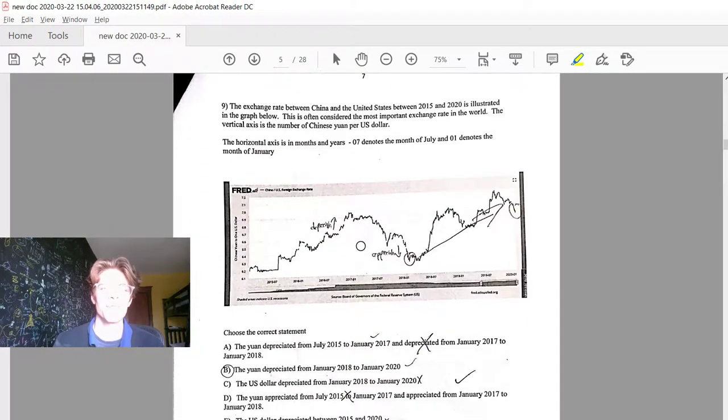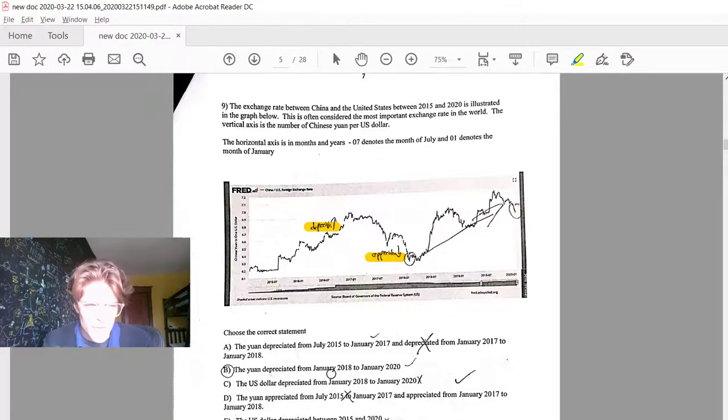Okay, these graphs, they're like the opposite of what you think, so you just really have to pay attention. When the graph has an upward trend, that means it's depreciation. And when it has a downward trend, we're seeing appreciation. So that's the only real trick to this graph. And then you just have to figure out which one works.